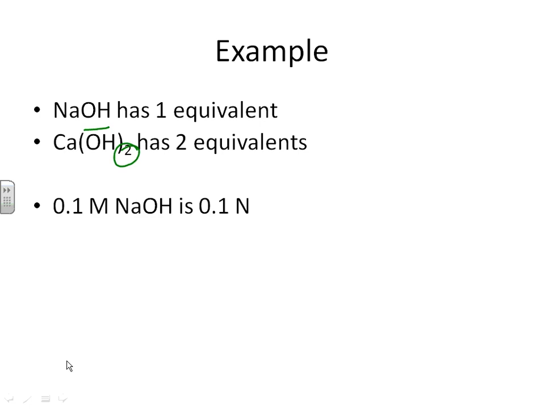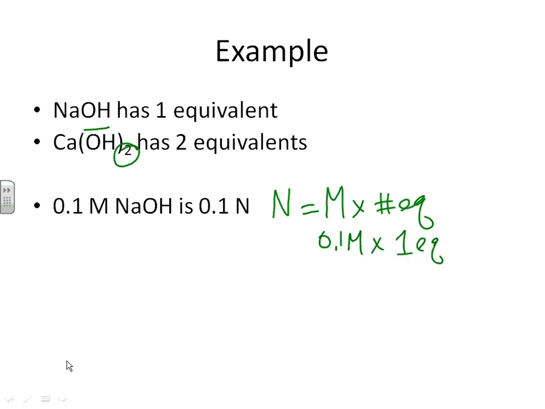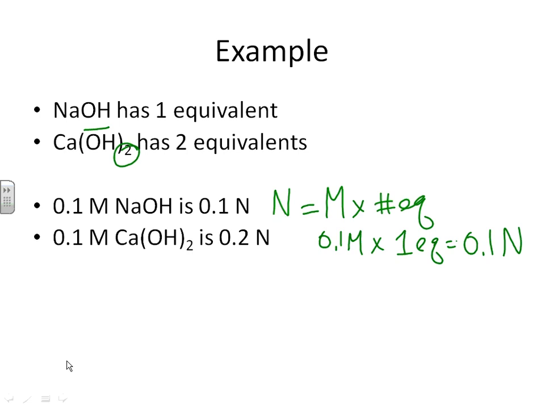A 0.1 molar sodium hydroxide solution is also 0.1 normal because, again, normality is molarity times number of equivalents. So a 0.1 molar solution times 1 equivalent gives me a 0.1 normal solution of sodium hydroxide, which, by the way, is the base that we are working with today.